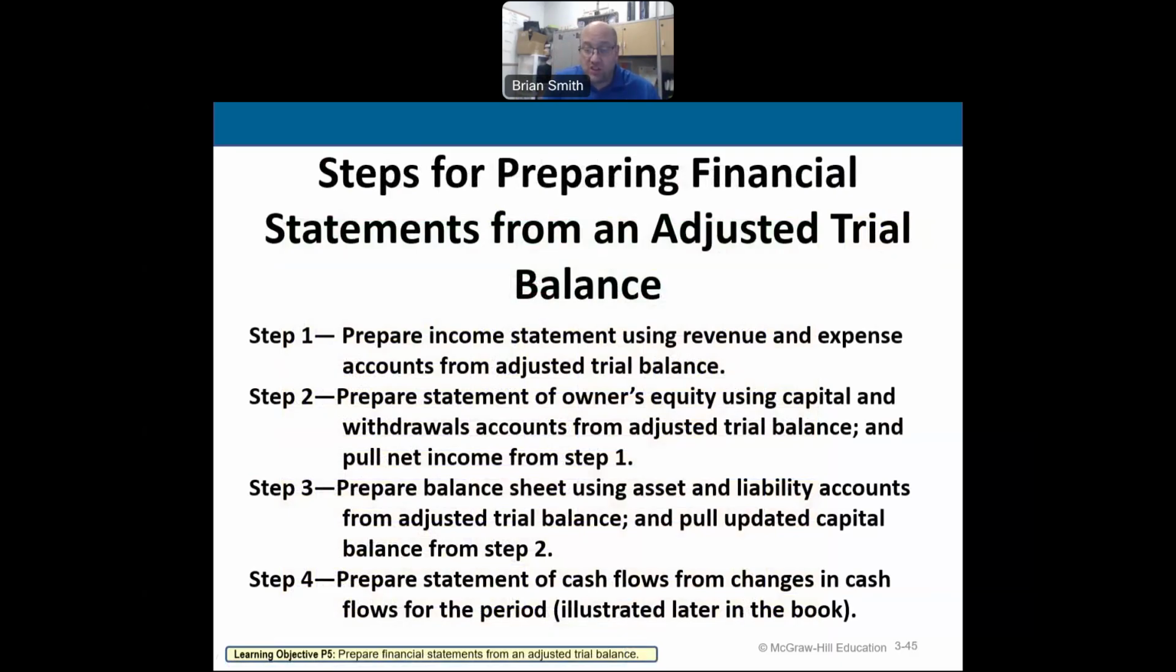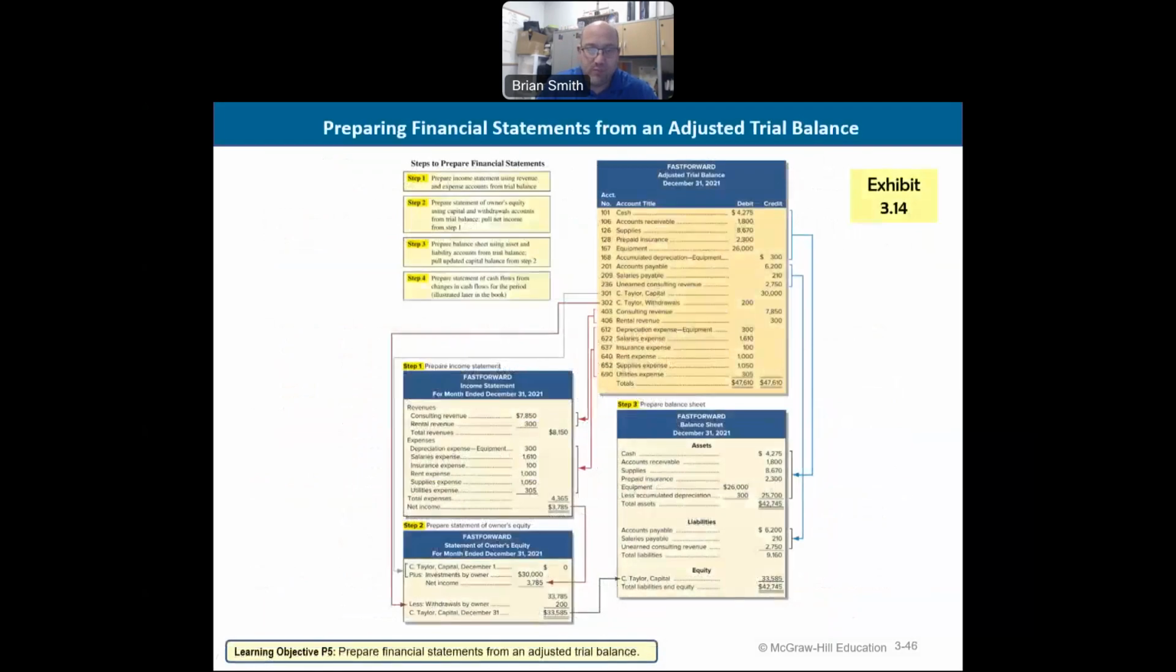Then the balance sheet. And then later in the book, actually later in Accounting 112, I'll show you how to do the statement of cash flows. Just know that that one exists. We only do steps 1 through 3 in Accounting 111. This is a chart showing you how it works.